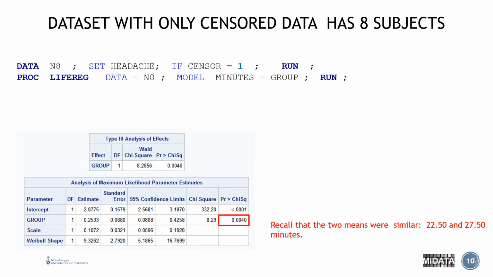Of course, to be thorough, we should perform the same analysis on the patients or subjects who were censored. In this case, we have 8 subjects. So you'll see here in the data step, we have if censor equals 1, which means only include those subjects that have 1 for their censor variable. We run the same PROC LIFEREG analysis, and we end up with a significant difference between the two. Now, that's not super surprising, because if you remember when we did PROC MEANS, the mean time between the two groups for those who were censored was larger, 22.5 and 27.5.